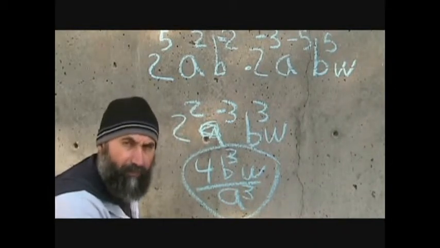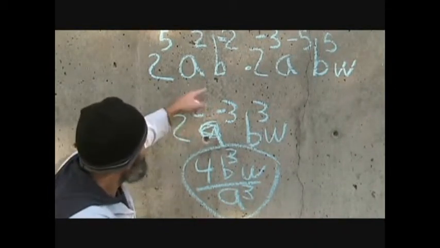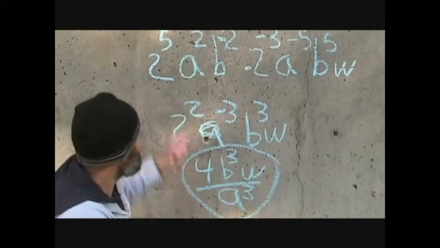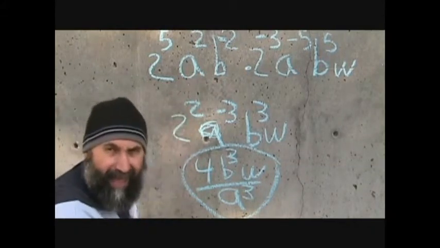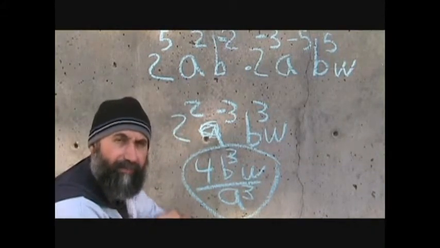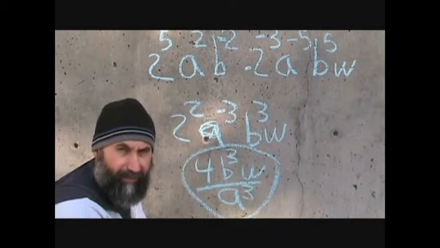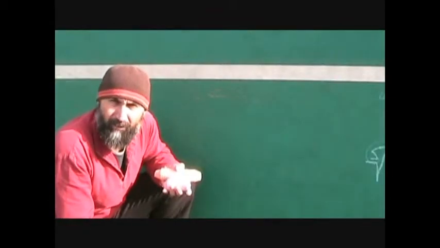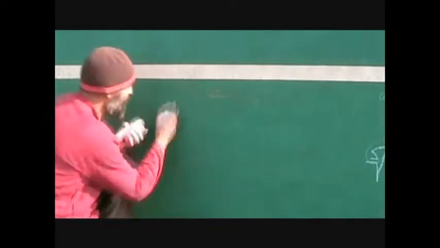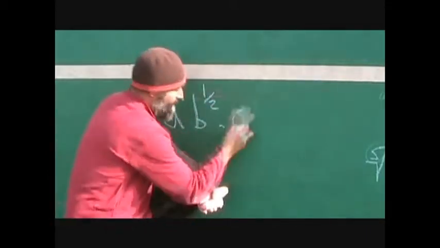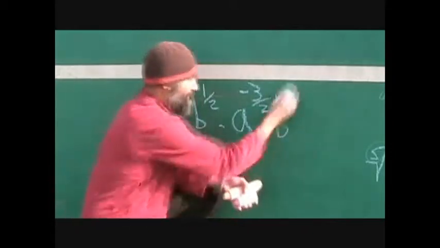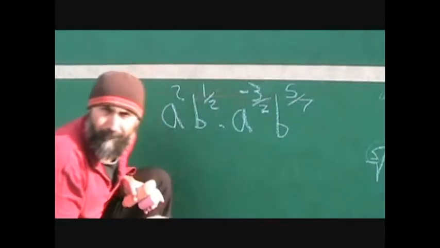So when you're multiplying or dividing bases that are the same with exponents, you just add or subtract the exponents, depending on if you're multiplying or dividing. Now let's do a little bit more complicated exponent with a fraction. Let's assume you had a squared b to the power of one half, times a to the power of negative 3 over 2, b to the 5 over 7. Complicated enough?